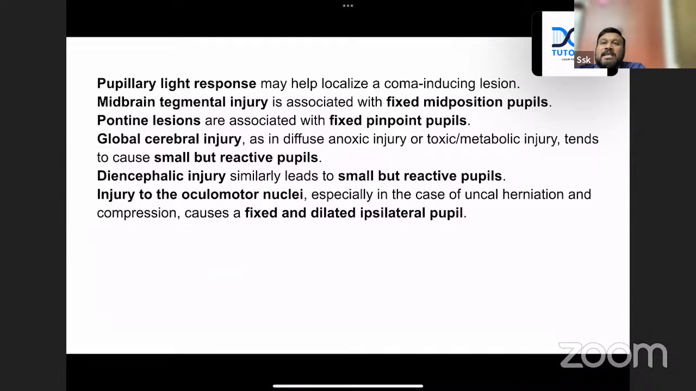So pupillary responses can help in localizing lesions. Like midbrain tegmental injury can result in fixed mid-position pupils. Pontine lesions are associated with pinpoint pupils. Global cerebral injury, small but reactive pupils. Diencephalic injury, again small but reactive pupils. Injury to the oculomotor nerve is usually going to cause a fixed dilated pupil on the ipsilateral side. Unilateral fixed dilated pupil, mainly because of uncal herniation or compression of the third nerve. Okay.